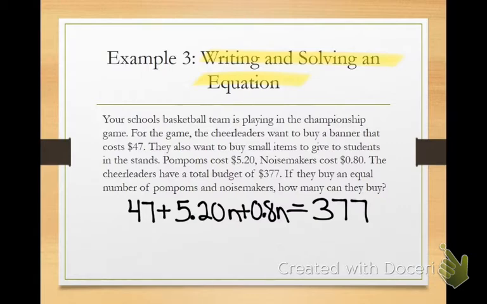So now, what do you think you're going to do over here before you can solve? Combine like terms. You've got to combine your like terms, which beautifully does work out to what? $6 even, because we don't like decimals, do we? All right, 47 plus 6n equals 377.